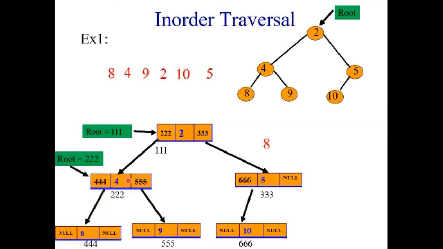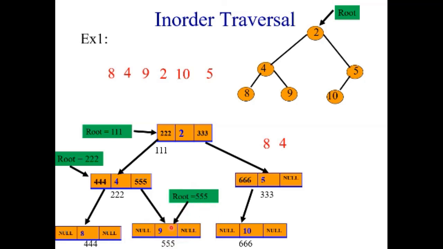Now we have to visit. Visiting the left subtree is over. Now we have to visit node 4, that is the second statement. Root of element is 4. Now we have to call the second recursion by passing the right child address, that is 555. What is the right child here? Node number 9. Yes, root becomes 555. The root is pointing to node number 9. So root is not equal to null.